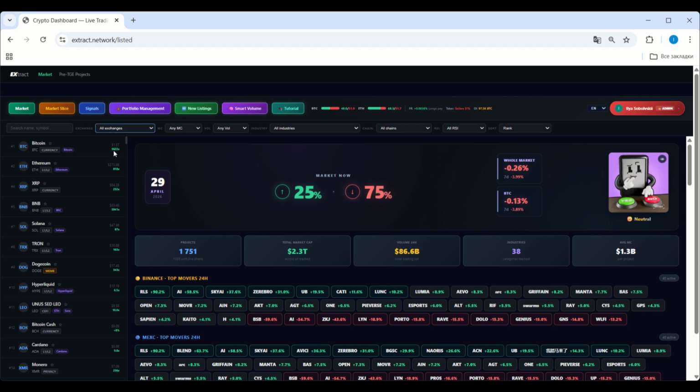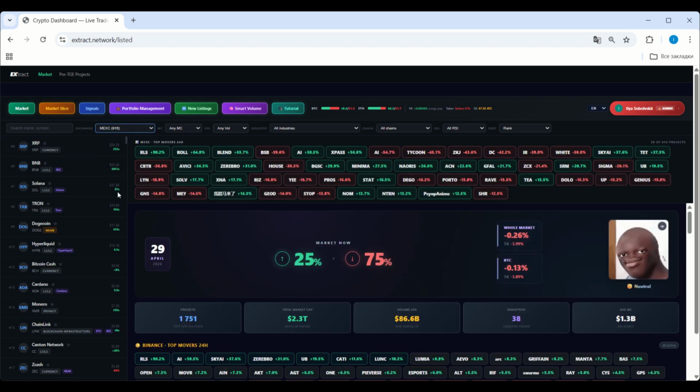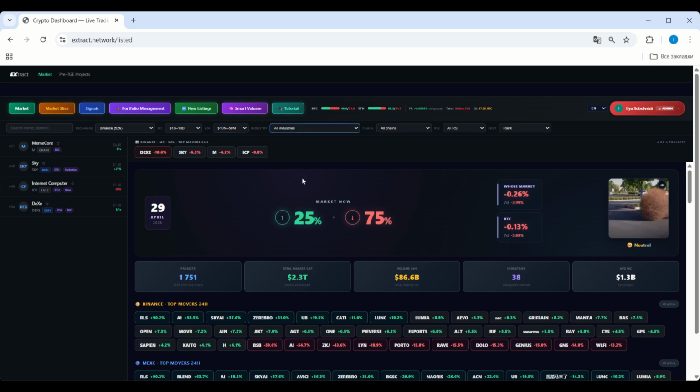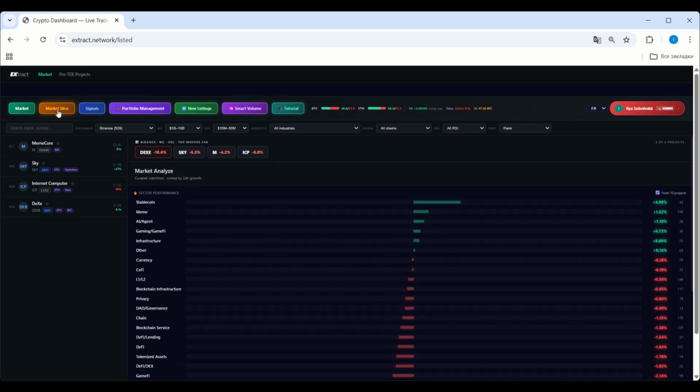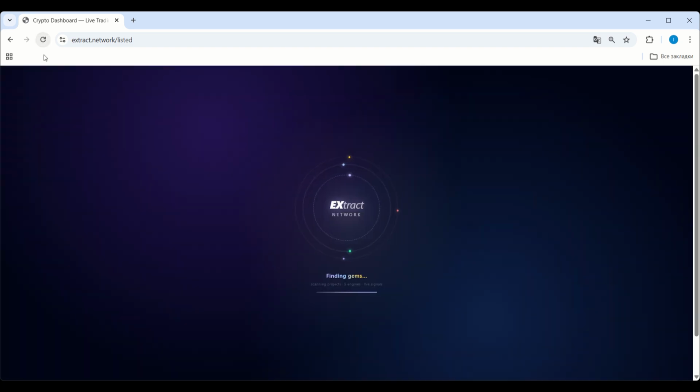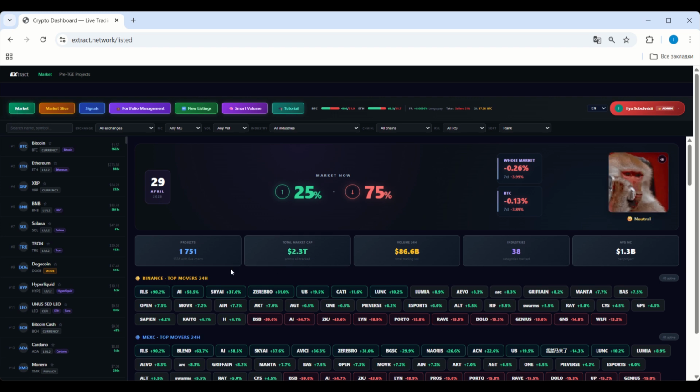on the market. You can sort by exchange, by market cap, by volume, by integrations with chains, by RCI, and for other variables like market cap, volume, and so on. Then definitely you also have a market side where you can perform market observation.